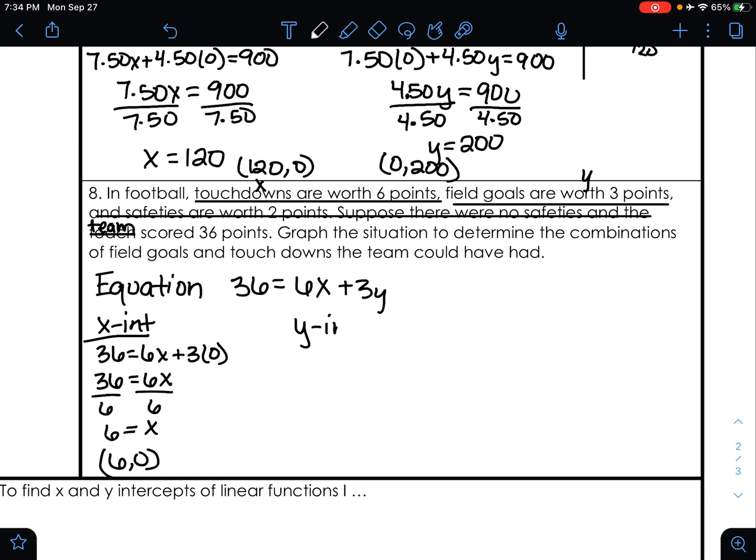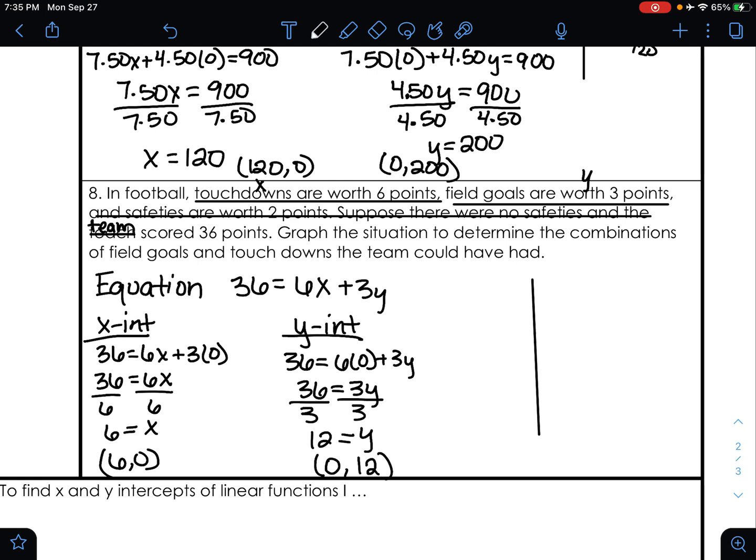My y-intercept would be 36 equals 6 times 0 plus 3y, which is 36 equals 3y. I divide both sides by 3. I get y equals 12. So what this tells me is if I score 12 field goals and no touchdowns, I can have 36 points.